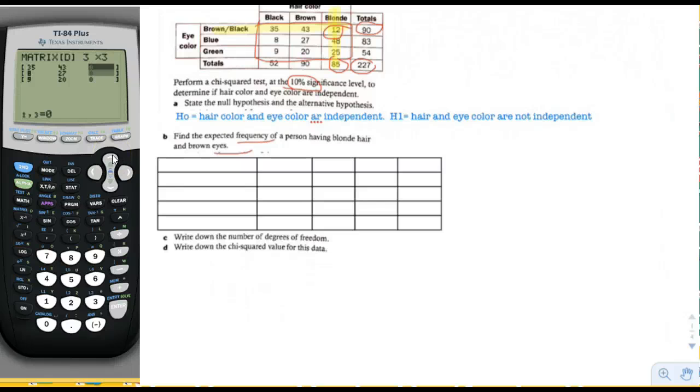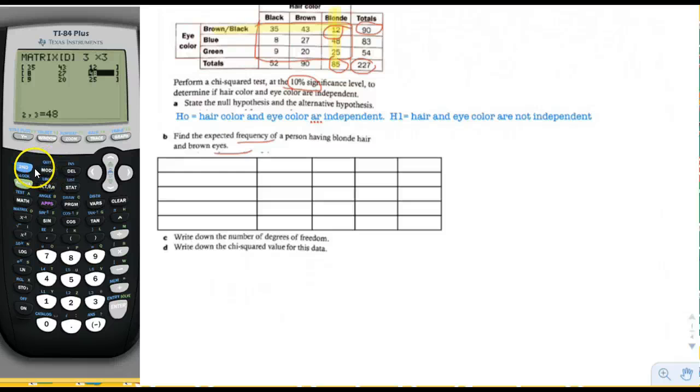And then I go to the top of the third column. I'm going to put 12, 48, and 25. Okay? And that is the matrix, 3 by 3 matrix, right?